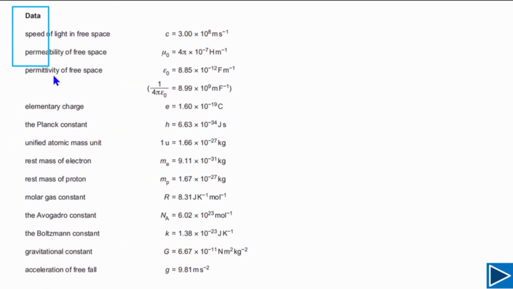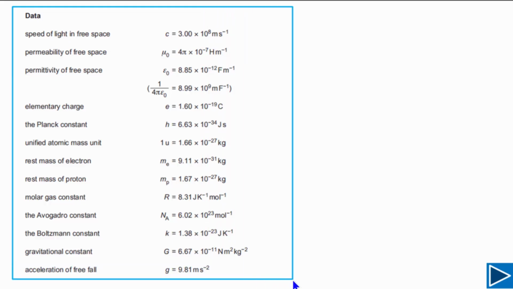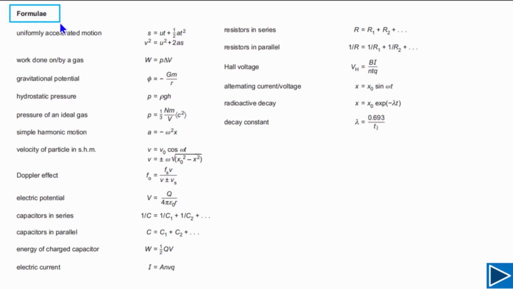On the second page of the exam paper, you can also find values of some constants, and these are very important because in your exam, maybe for some calculations, you will need them. So you can come back to the second page and find values of constants. On the third page, you can find some basic formulae. Let me highlight the ones you especially need for A2 physics.